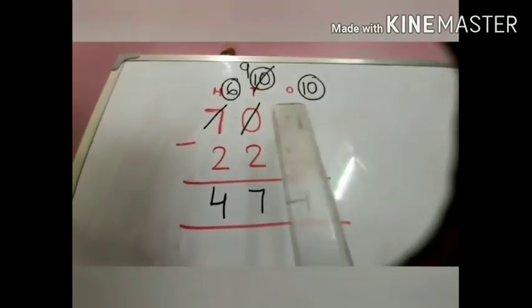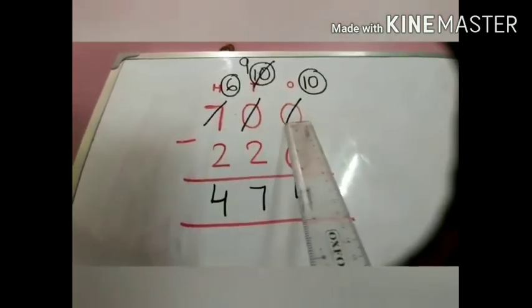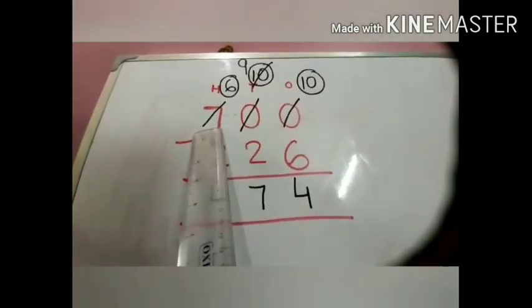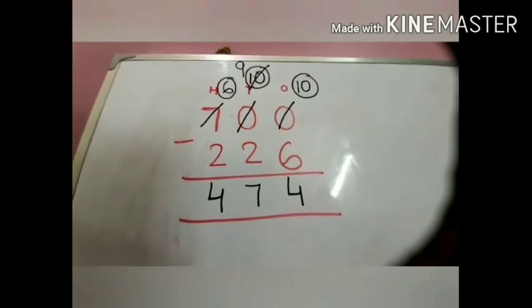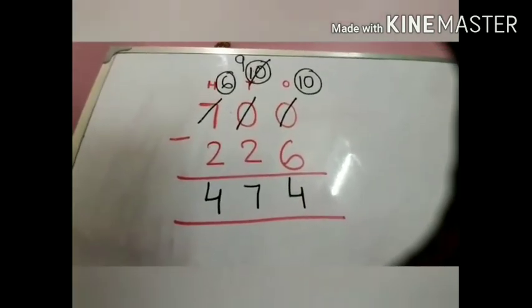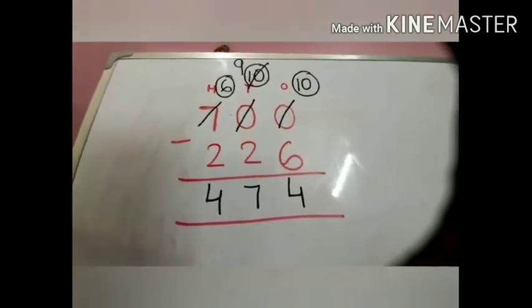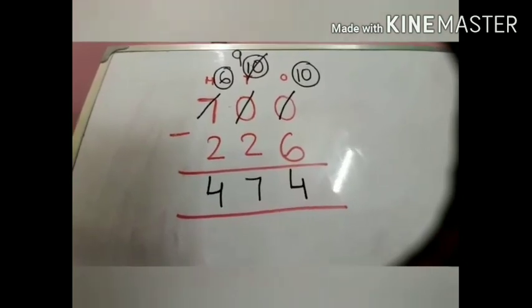So, the sums which have zeros in the ones and tens places like this, we have to start from the 100s place. Okay, borrowing will start from the 100s place. Like this, watch the video and do it in your copies and practice well. Okay, children.